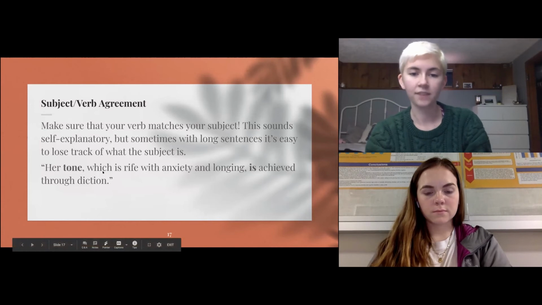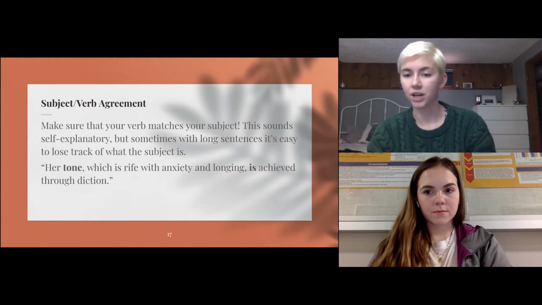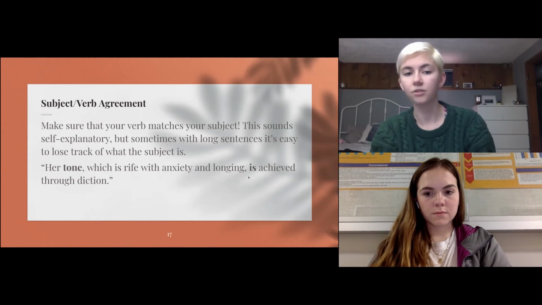The example I've used is actually from a paper that I wrote and did wrong. Her tone, which is rife with anxiety and longing, is achieved through diction. In this case, tone is the subject, is is the verb. However, because there's that middle section, which is rife with anxiety and longing, it's easy to think that maybe anxiety and longing are the subject of the sentence, in which case the verb would become plural. So going through your paper, looking at each verb and seeing what subject it's matching up with, is really important, because it's one of those little things that will throw a reader off if done incorrectly.